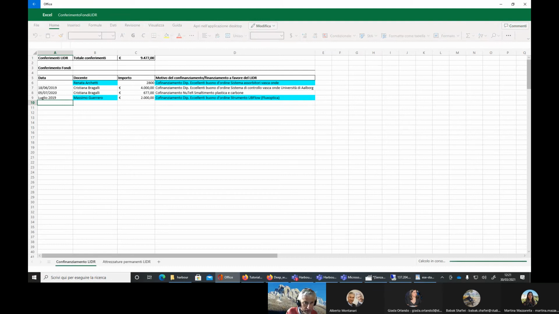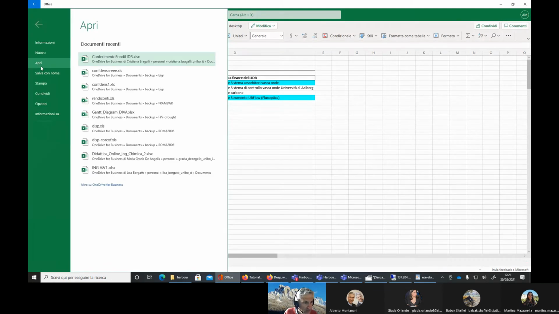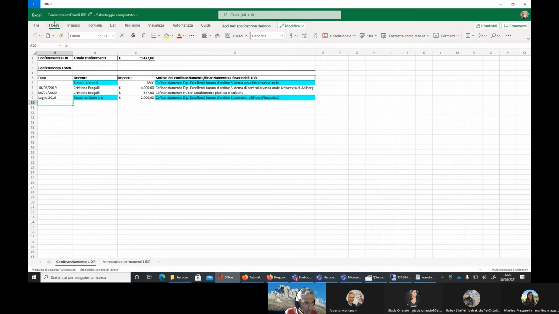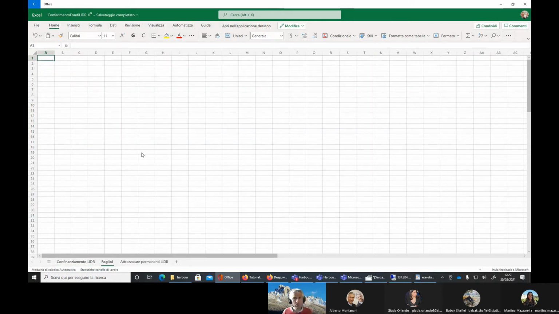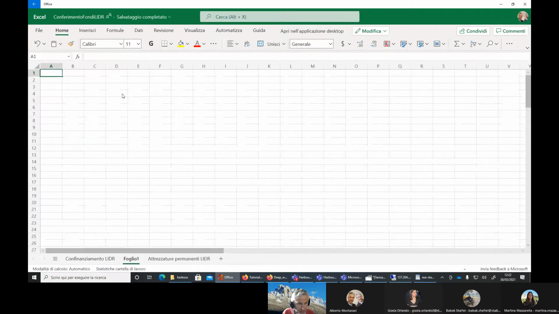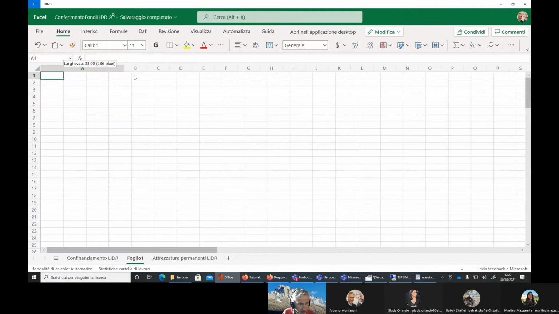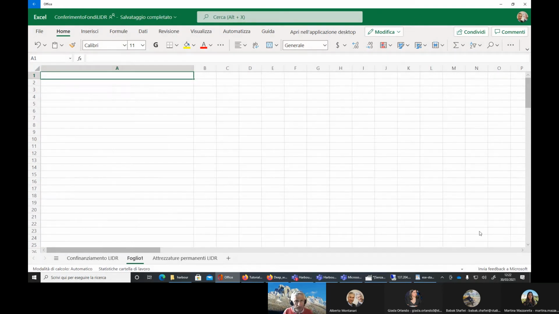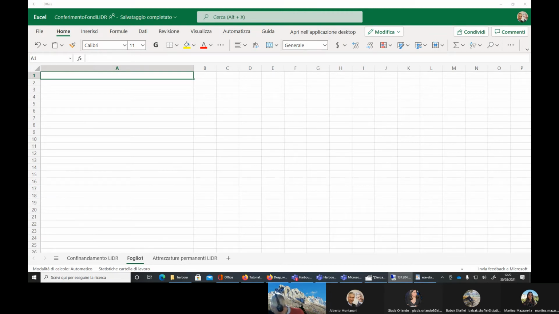Okay, this is not really what we want because this is an already existing file. Just 1 second. Okay, let's work on this one. Let me zoom. Very good. And let me expand the first column.